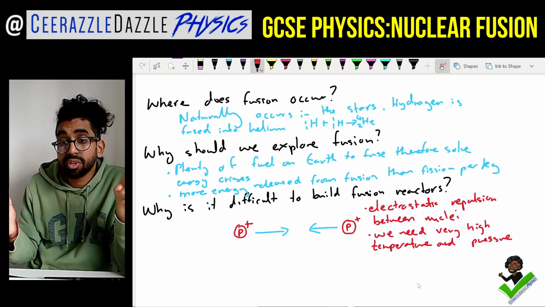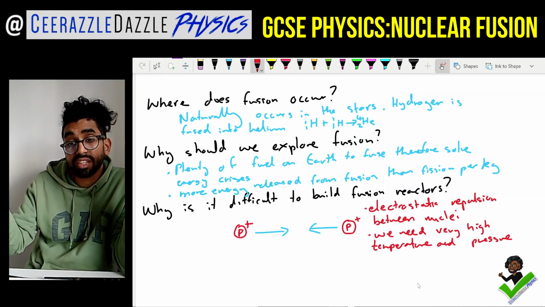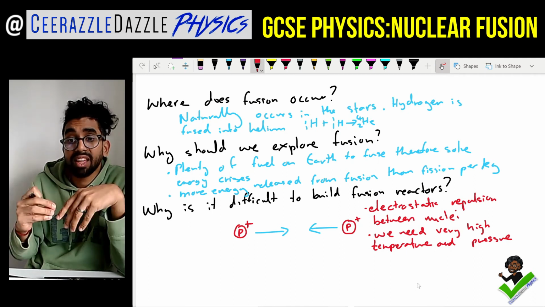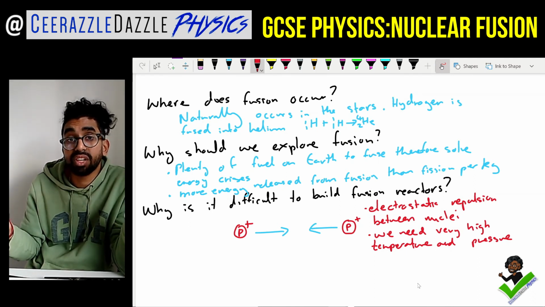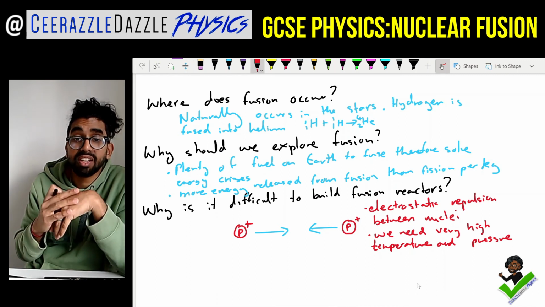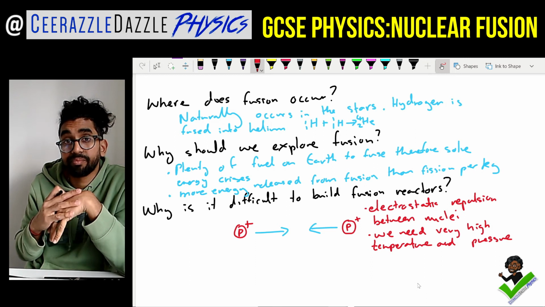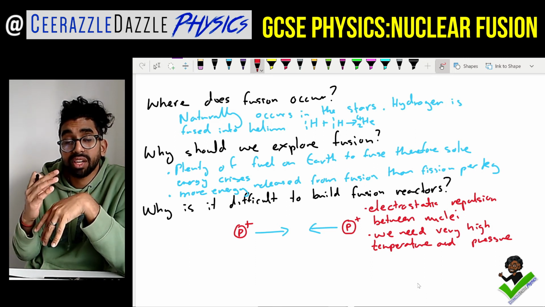There you go, guys. I've put it down right now. There is an electrostatic repulsion between them because they're both positively charged between the nuclei, and therefore we need very high temperature and very high pressure for that to occur. And that's the reason why it's difficult for us to build fusion reactors on Earth right now. Easy stuff. Okay, so we're done with another session.